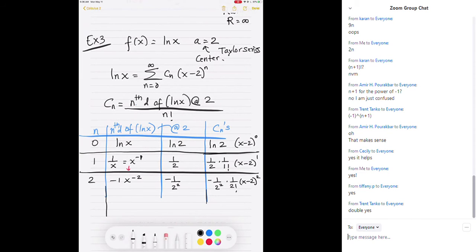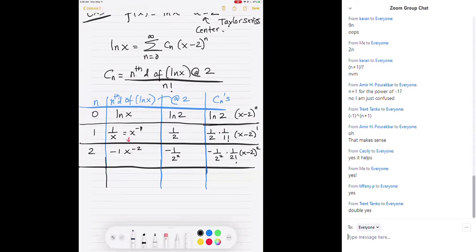And I'm going to keep going. Unless I see a question or somebody unmutes and asks one. So here we go. So this is negative 1 times negative 2, x to the negative 3. So this is negative 1 times negative 2, 1 over 2 cubed. I'm going to keep it that way. Negative 1 times negative 2, 1 over 2 cubed, 1 over 3 factorial, x minus 2 to the cube.